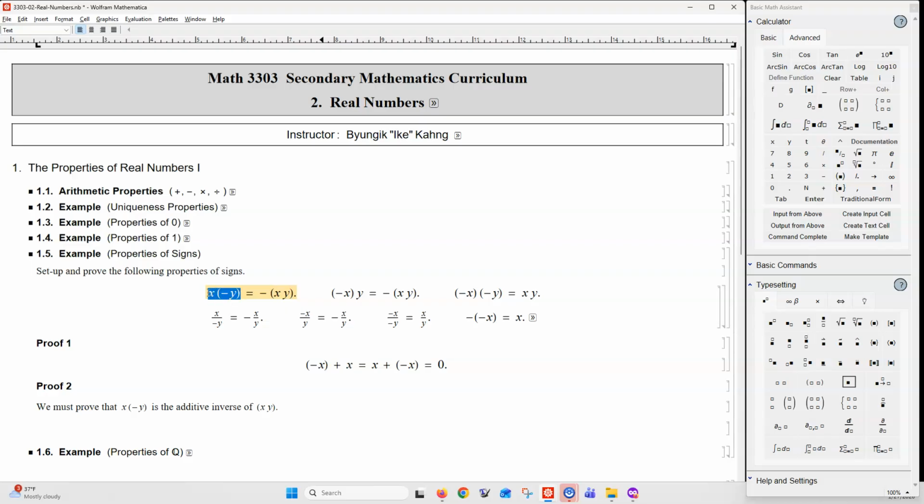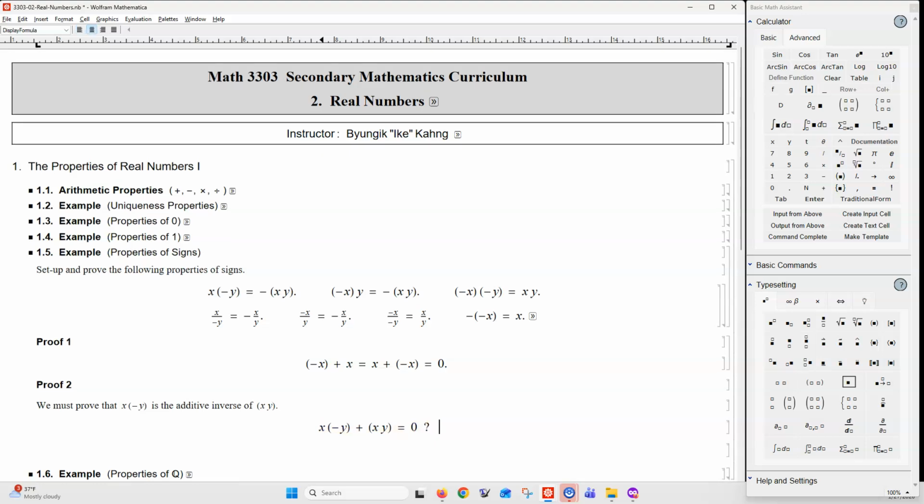So what do we have to prove? This plus that has to be 0, and also the other way around as well. So x times negative y plus xy, and also the other way around as well, x times y plus negative x times y. We have to prove these two.